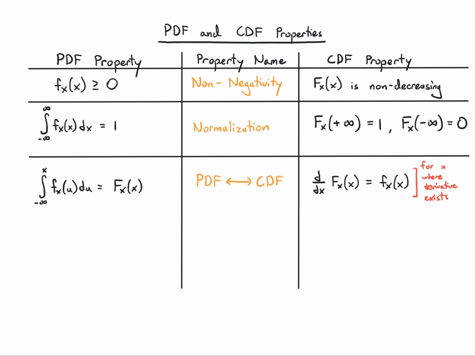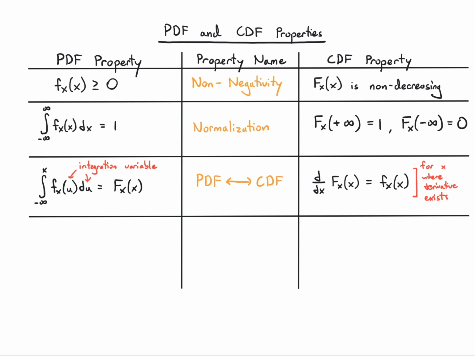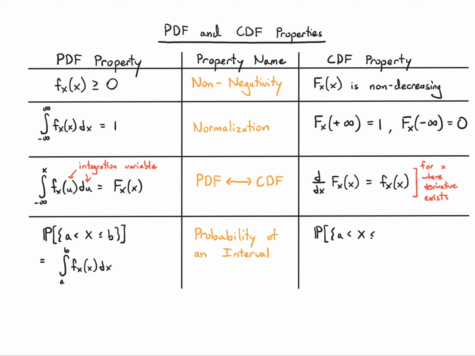So I take the integral of the PDF, I get the CDF, and here I'm using this integration variable u, so I don't get confused by the fact that x is both in the limit and in the thing that I'm integrating. I shouldn't conflate those two things. So I'm just using an integration variable that's going to get washed out. All right. Finally, I can calculate the probability of an interval. On the PDF side it's just an integral from a to b, and on the CDF side it's a difference, F of x at b minus F of x at a.